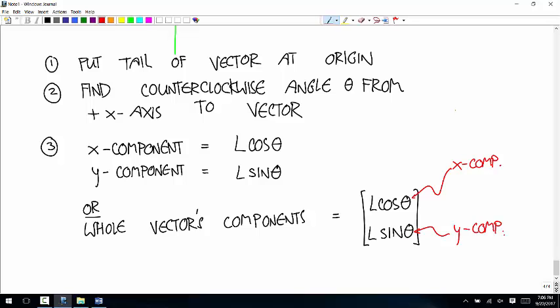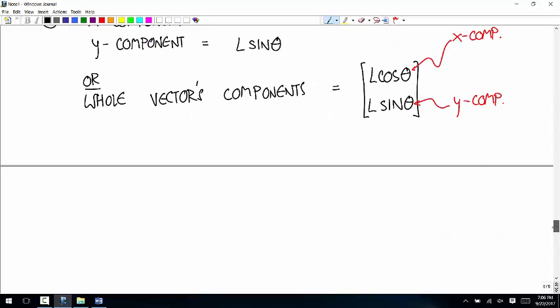Okay, so that's how to find the components, and that's mainly all we'll need to do, but I want to talk about what sine and cosine are a little bit. That's pretty much all you'll need to do.